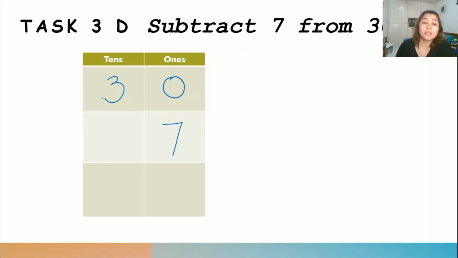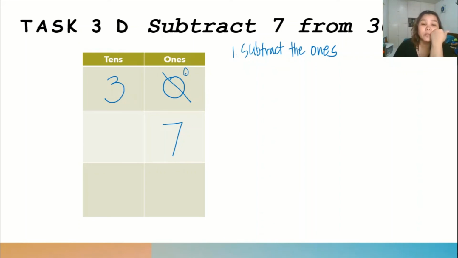So, we have here 30 minus 7. How do you find the answer? We begin with the ones. Step 1, subtract the ones. Okay, so 0 minus 7. Can we get 7 from 0? Is there a 7? None. So, if your answer is no, automatically cross it out. It means this number will not be used anymore because we will replace it.